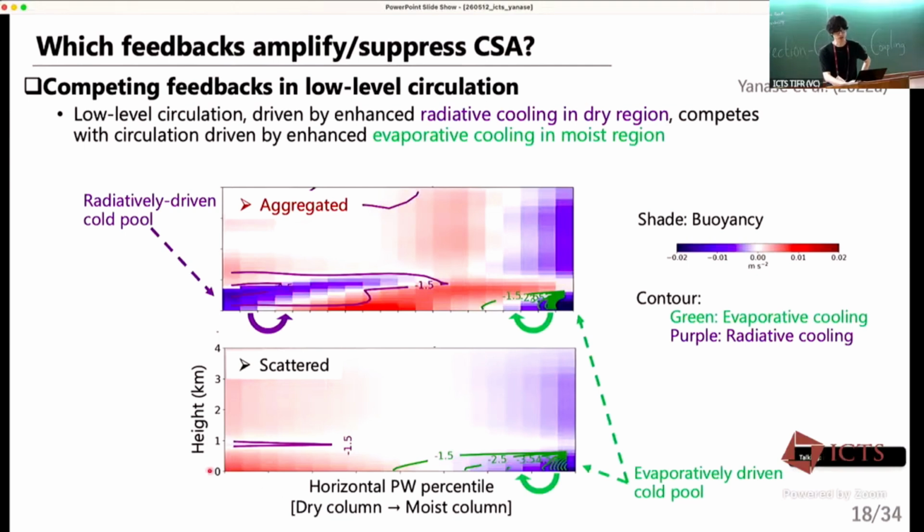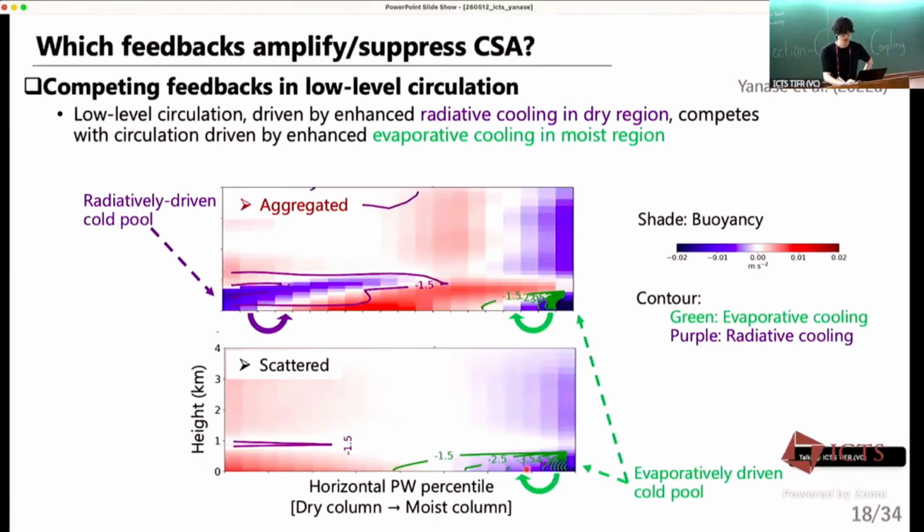moisture. So the left base corresponds to dry column, and the right base corresponds to the moist column. And the vertical axis is height. And the shade color is the buoyancy, which means blue colors mean negatively buoyant. And the purple color means the place where the radiative cooling is strong. And the green contours indicate evaporative cooling is strong.